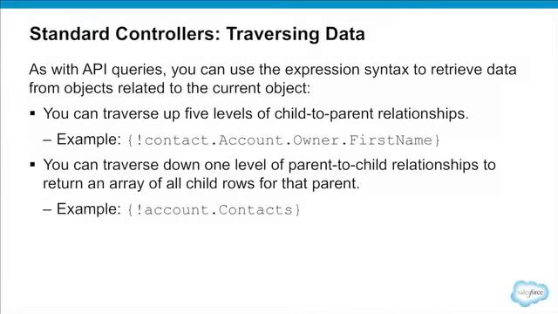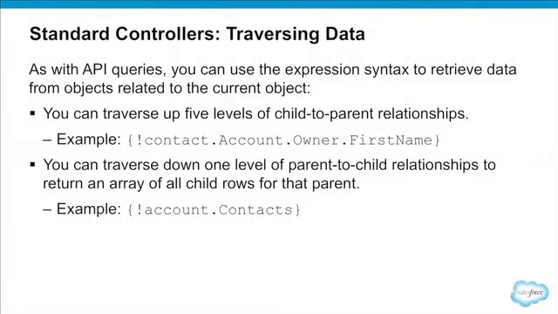Okay. With the standard controller, we can go up 5 levels and we can go down 1 level. So it gives us a lot of flexibility to access related records, whether they be parents, grandparents, great-grandparents, etc., or children. Now, this all refers to getters. When we're talking about setters, your Visualforce page can only modify a single record type at a time, or single object type at a time.